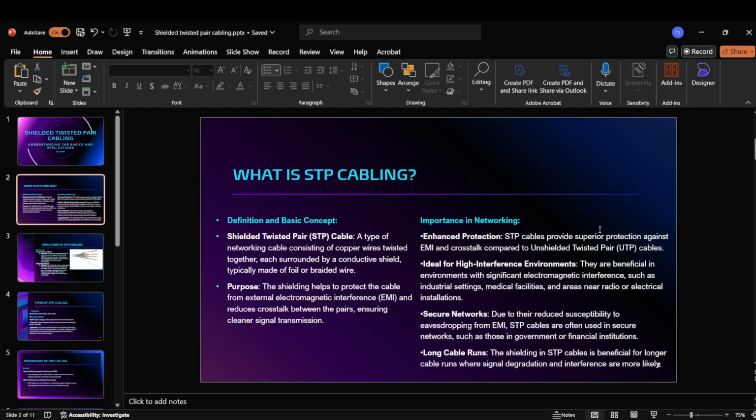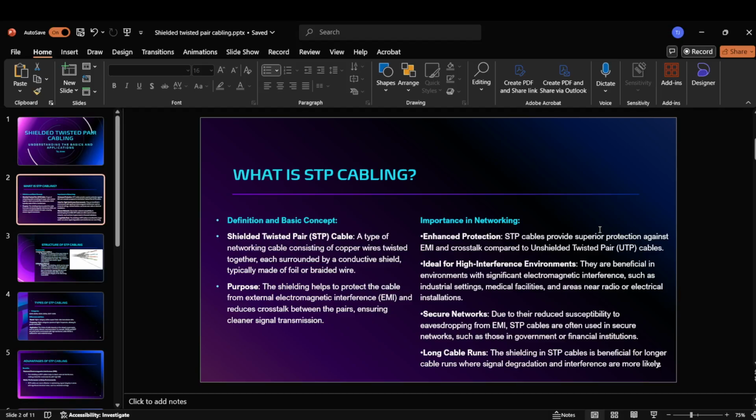What is STP cabling? STP cabling is a type of network cable consisting of copper wires twisted together, each surrounded by a conductive shield, typically made of foil or braided wire. The purpose of this shielding is to help protect the cable from external electromagnetic interference and reduce crosstalk between the pairs, ensuring cleaner signal transmission.